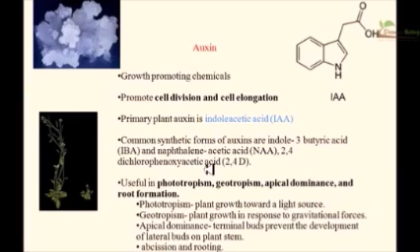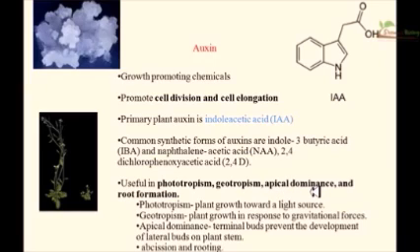Okay. Now this is useful for phototropism, geotropism, apical dominance, and root formation. Phototropism means the plant growth towards the light source. Geotropism means the plant growth in response to the gravitational force. Apical dominance means the terminal bud prevents the development of the lateral bud of the plant. So the lateral bud development will be suppressed and the terminal bud development will be increased. As a result, the plant will go upward and upward, and the branches are restricted from forming.